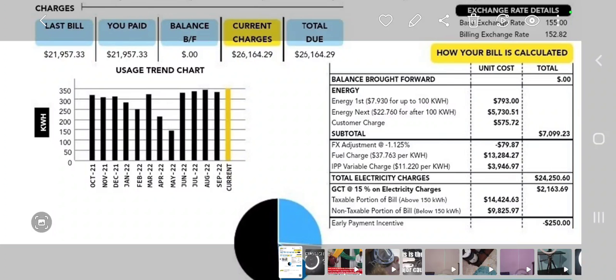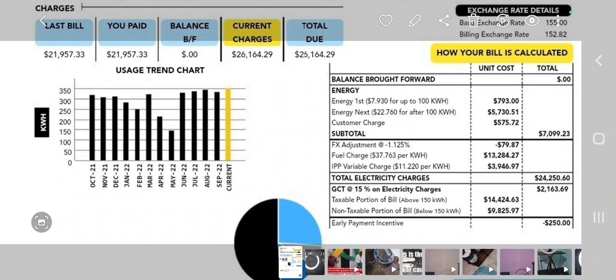And then you have total electricity charges. And all of that comes together, give you $24,250.60. And below that, the government comes in and charge general consumption tax. So the GCT is 15%.